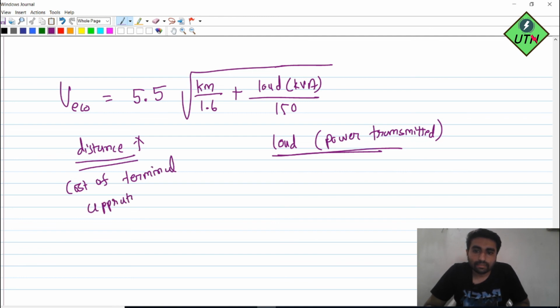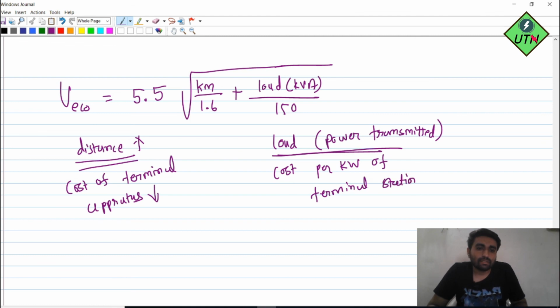In a similar way, if we increase the amount of power that we are transmitting, the cost per kilowatt of the terminal station is also going to be reduced. So these are the things that we need to take into account, and this equation is also going to help while designing an economical transmission voltage.